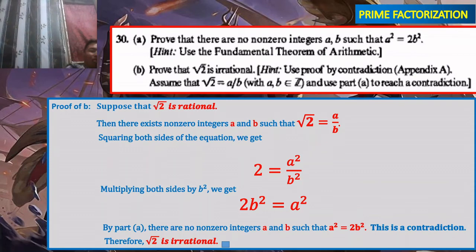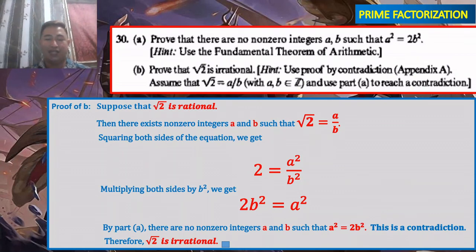Okay. So if square root of 2 is rational, by the definition of rational, it has the form A over B. Then there exist non-zero integers A and B such that square root of 2 is equal to A over B. Non-zero, because if B is zero it becomes undefined. If A is zero, then the value is zero, which is not equal to square root of 2. So A and B must be non-zero integers. If both are zero, 0 over 0 is indeterminate.